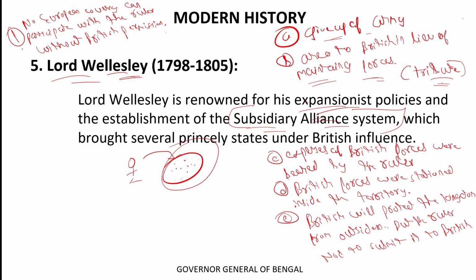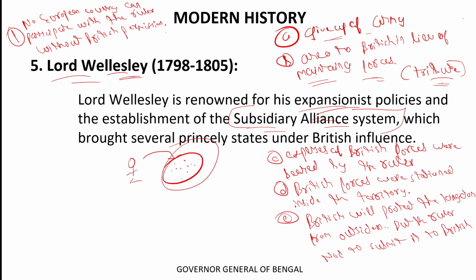And the sixth one was that no European country can participate with the ruler without British permission. If this ruler wants to partner with any other European countries for trade, or for any other thing, then British permission is a must. Without British permission, there could be no deal signed between the ruler and other counterparts.